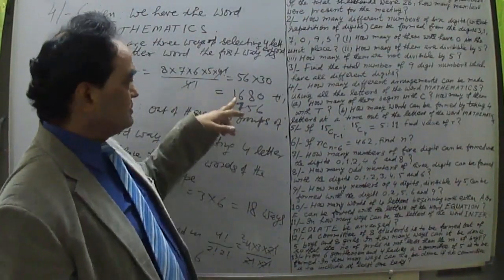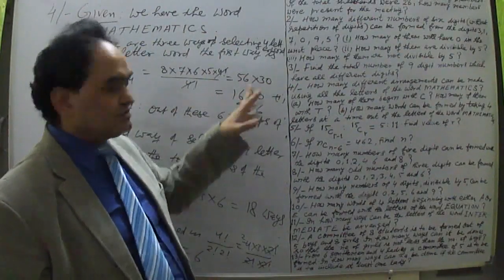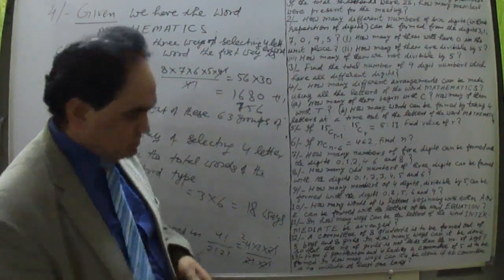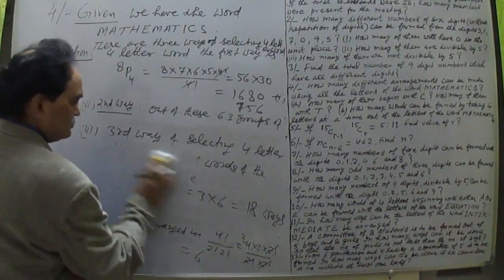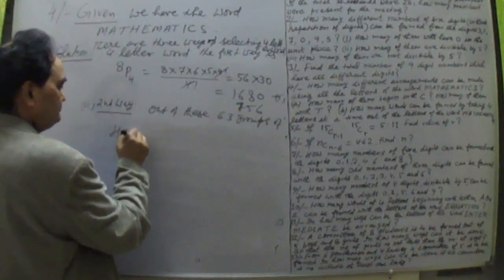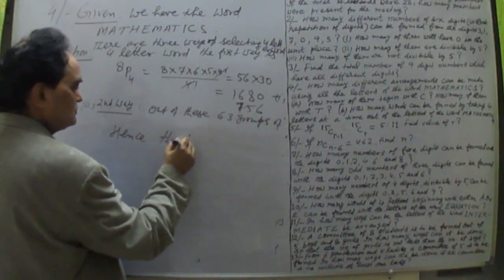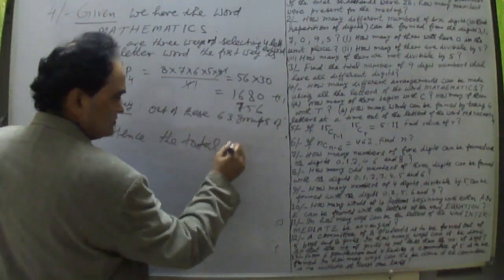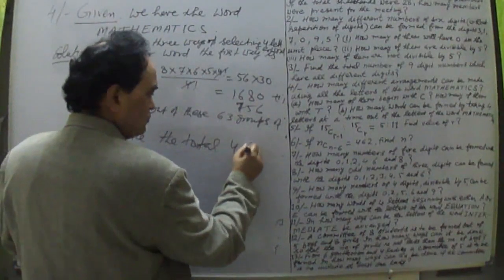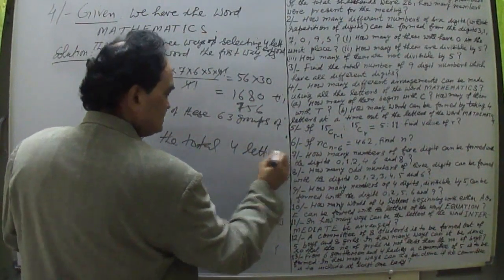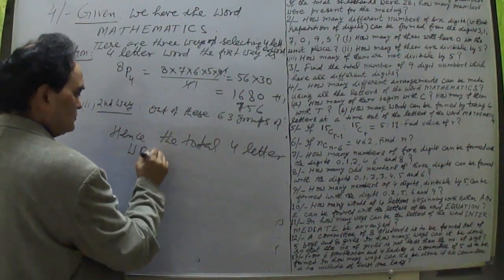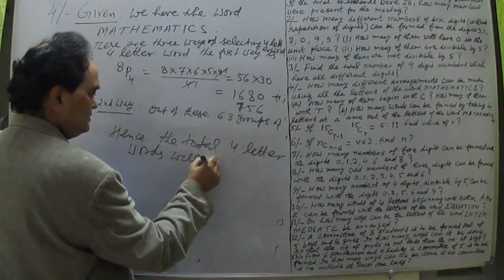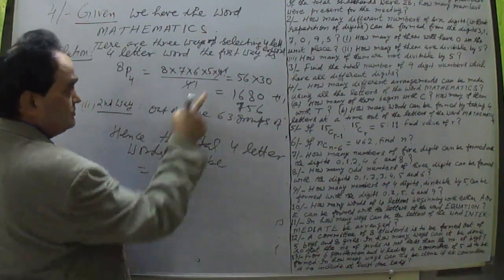18 words of this kind, 756 of the second kind, and 1680. So total number of words, how many, hence total letters, so total words of this kind, hence the answer is, and the total 4 letter words will be, what is the answer here, 1680.